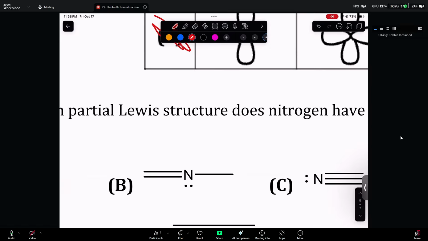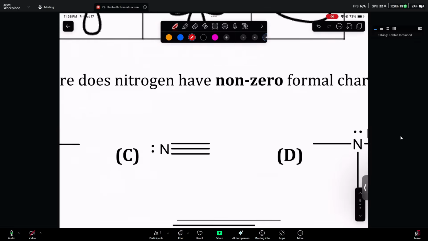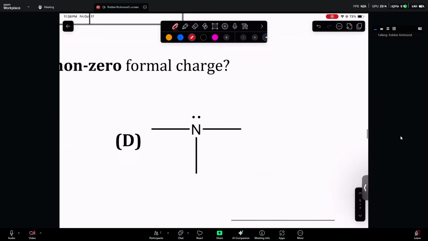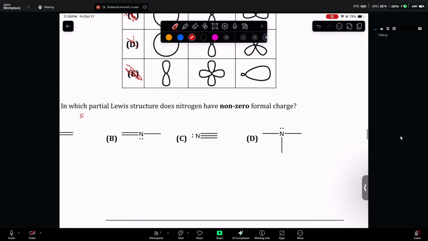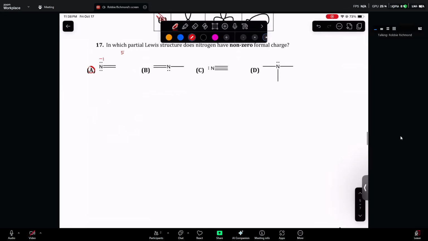I see 2 dots, 3 lines, 5 minus 5, 0. 2 dots, 3 lines, same thing, 5 minus 5, 0. Then 3 lines, 2 dots, 5 minus 5, that's still 0. So answer choice A should be the right one.